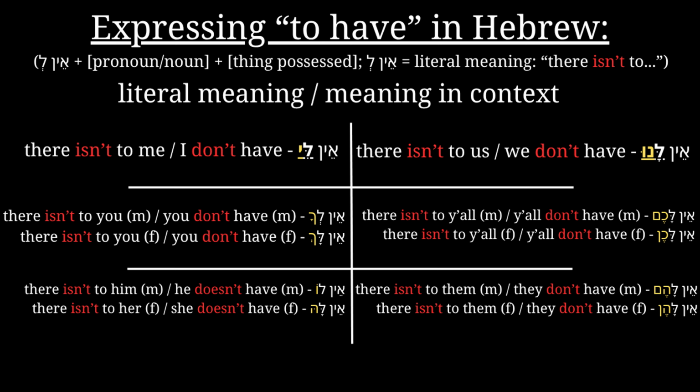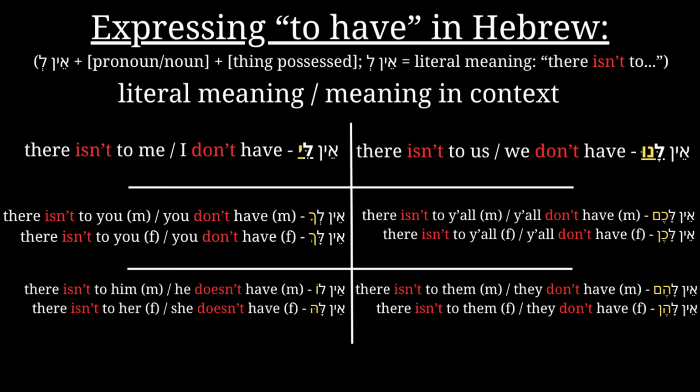En lecha, you don't have, masculine. En lach, you don't have, feminine. En lo, he doesn't have. En la, she doesn't have. En lanu, we don't have. En lachem, y'all don't have, masculine. En lachen, y'all don't have, feminine. En lahem, they don't have, masculine. En lahen, they don't have, feminine.